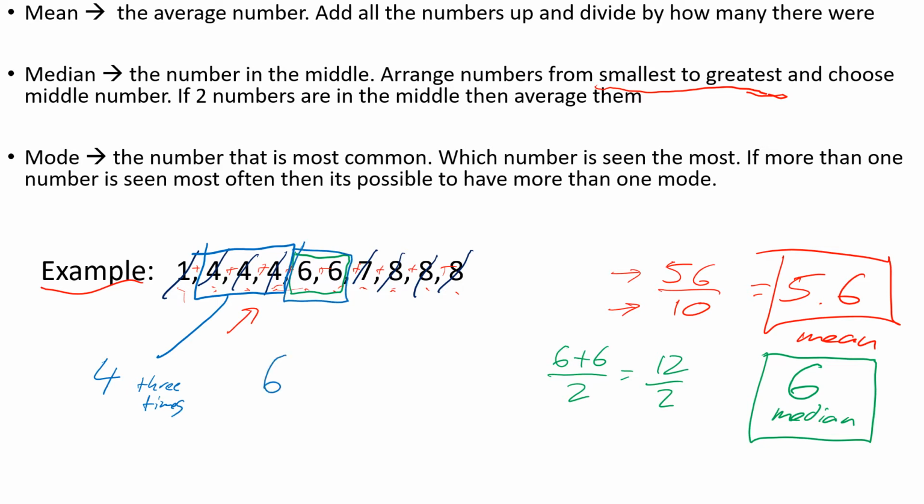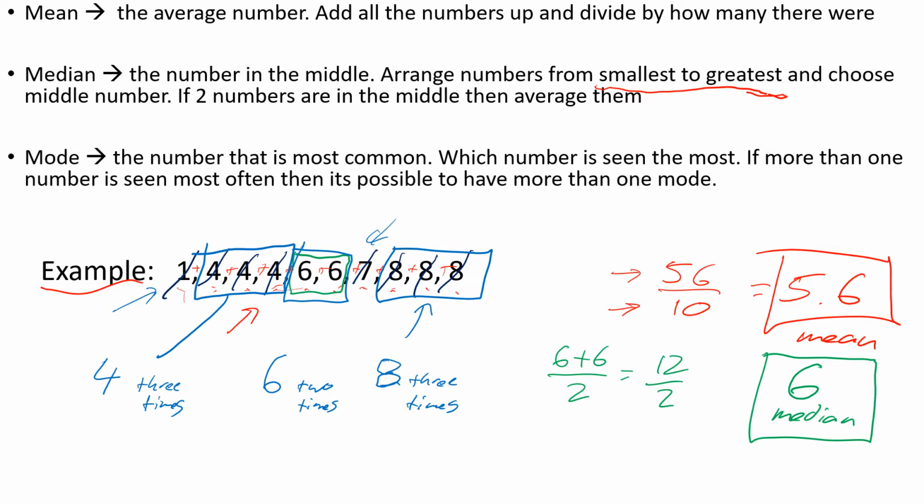6 is written 2 times. And 8 is written down 3 times. The number 1 and the number 7 are only written down once.